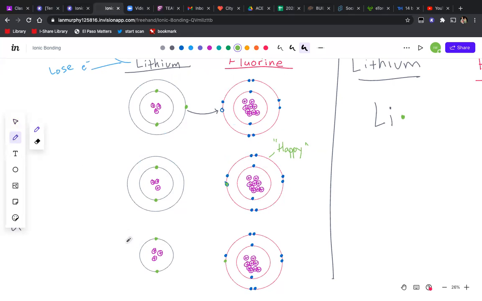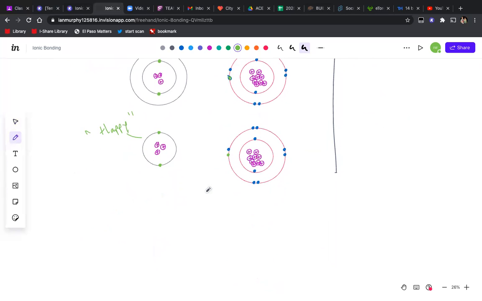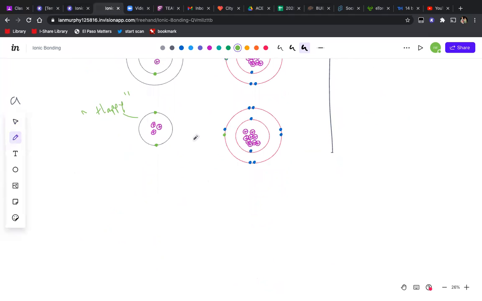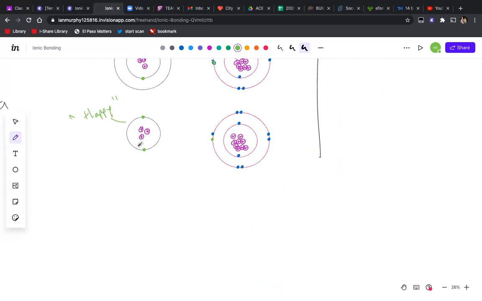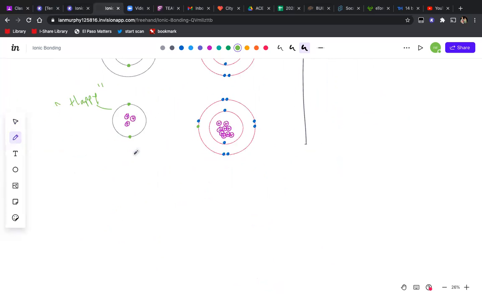And now as a result of that, lithium is happy as well, okay? Now, again, this was just an illustration showing you guys what's happening here. So we're not done just yet, because we need to show what forms the bond, right? So what's happening here? We're going to simplify what we have here.